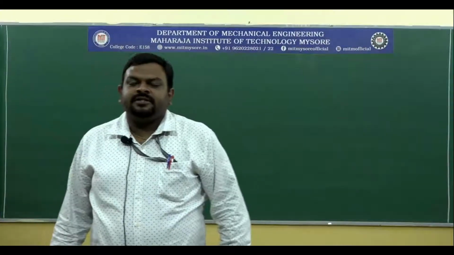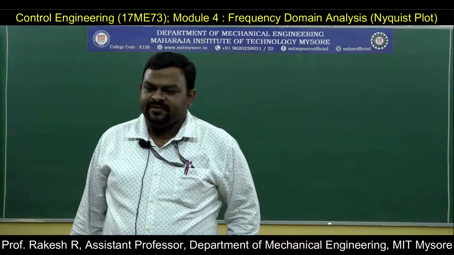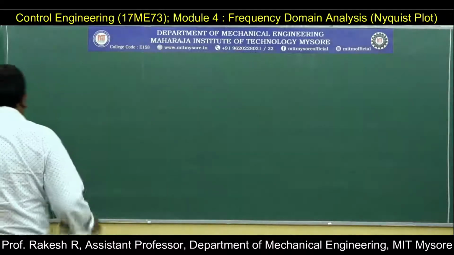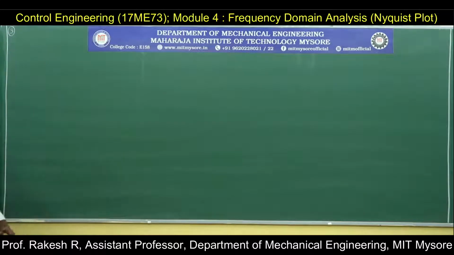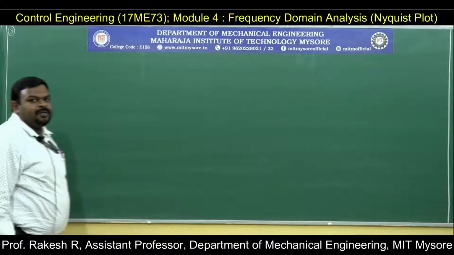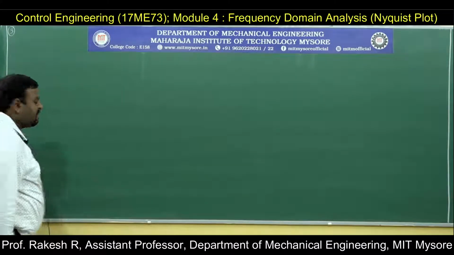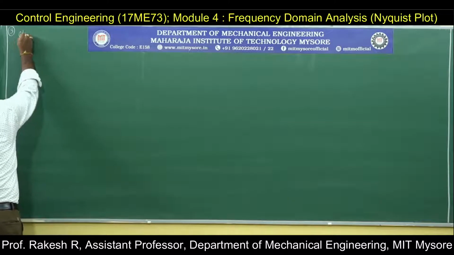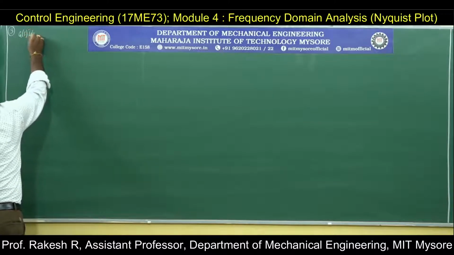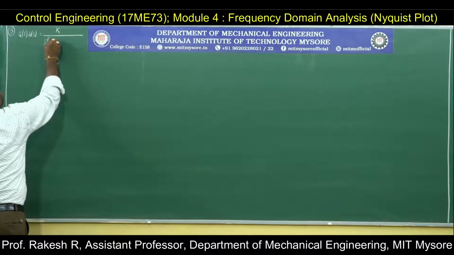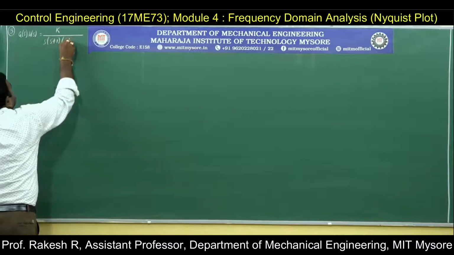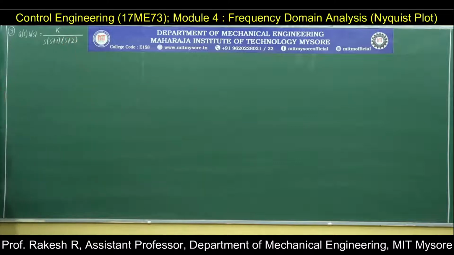So let us start the next problem, problem number 3 in Nyquist plot, that is, obtain the Nyquist plot and comment on stability. For the open loop transfer function, G(s)H(s) is equal to K divided by s into (s plus 1) into (s plus 2). So this is the problem.